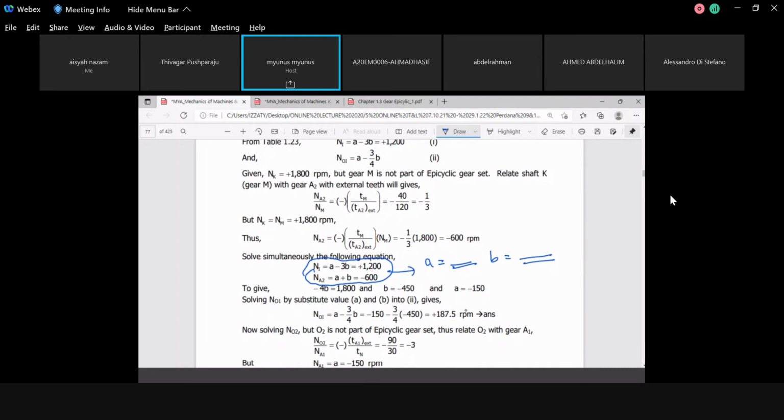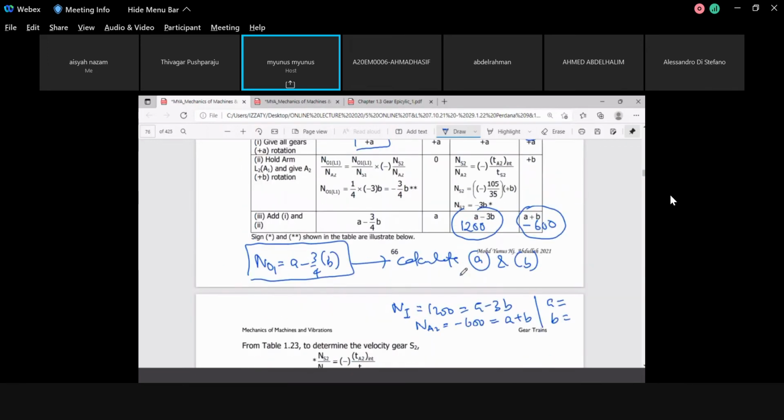So now you have the result of A and also B. You bring back this equation, and that will give you the answer. It's not difficult, eh? So NO1, as we have earlier, this is the NO1. This is the first part of our equation. Any question?